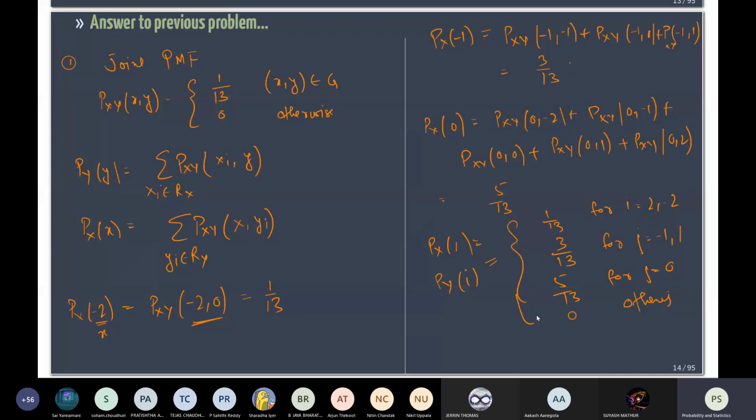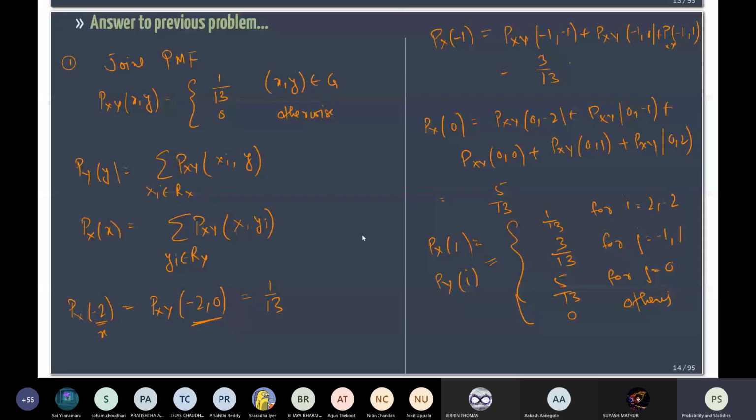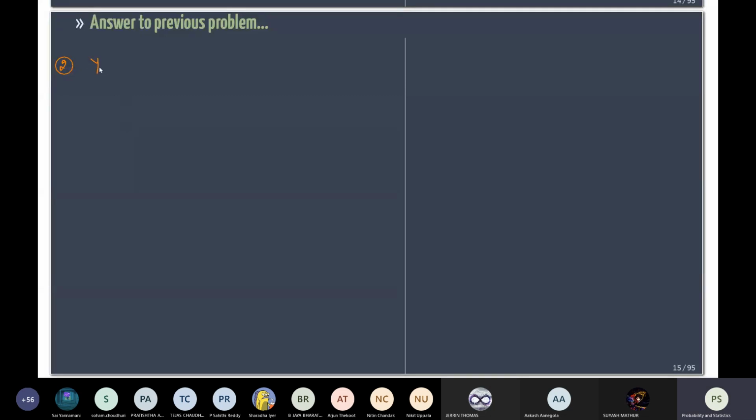The second question was about computing the conditional PMF of x given y equals 1. So y equals 1, and the possible x values are -1, 0, 1, so we should restrict to these cases. Then the probability of x given y equals 1 is P_XY(i, 1) divided by P_Y(1). So this is 1 over 13 divided by 3 over 13, which is 1 over 3, for those x values -1, 0, 1. So we have computed the PMF of the conditional random variable.